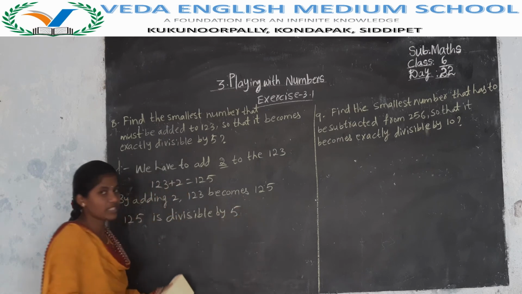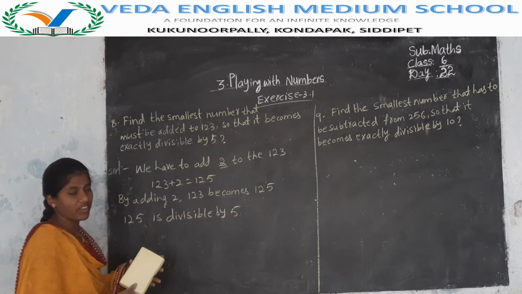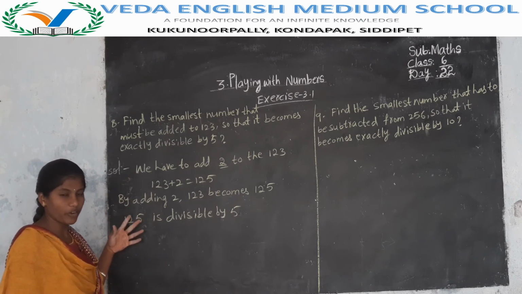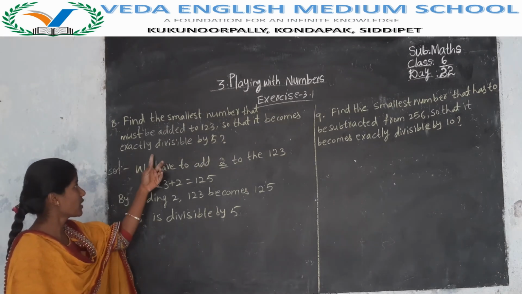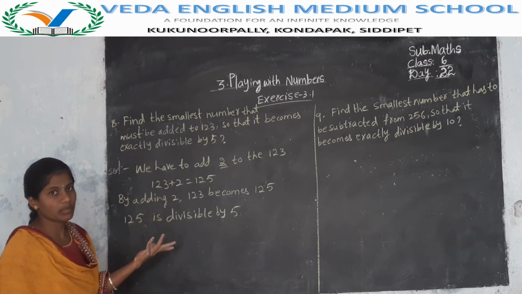How you are saying that it is divisible by 5 means divisible based on the divisibility rule for 5. If you have 0 or 5 in the ones place, then the number is exactly divisible by 5. 123 plus 2 is 125. That 125 is exactly divisible by 5. We also have to say that the number should be exactly divisible by 5. 125 is exactly divisible by 5.